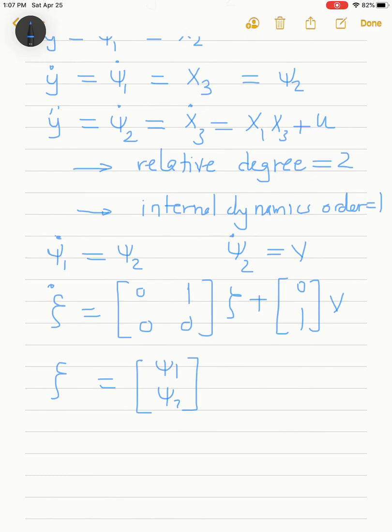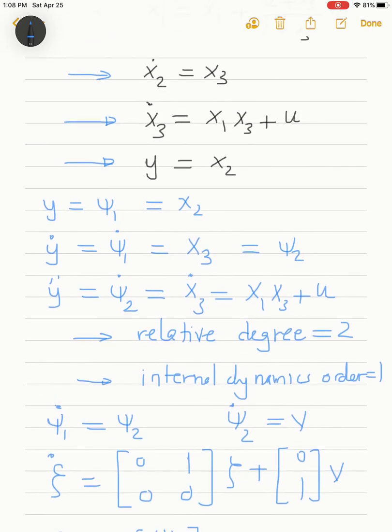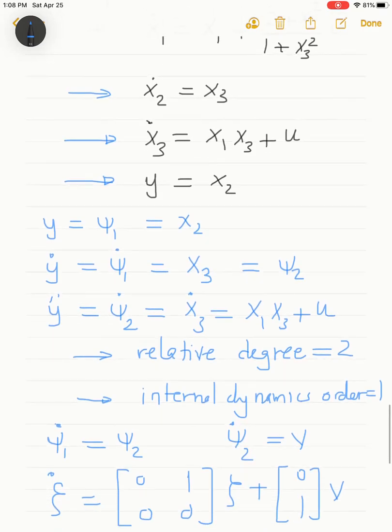So let us take the third state to be phi, and we know that for the internal dynamics we should have the partial derivative of phi with respect to x times g of x equal to 0, because that guarantees that the internal dynamics does not depend on the input signal u. Now what is g? G can be found here from the equation of the original system.